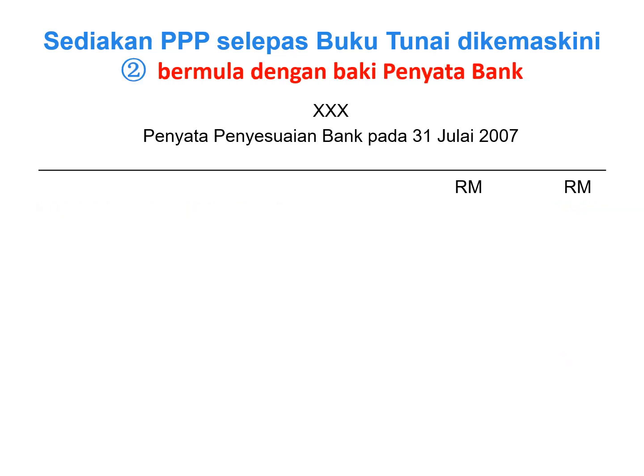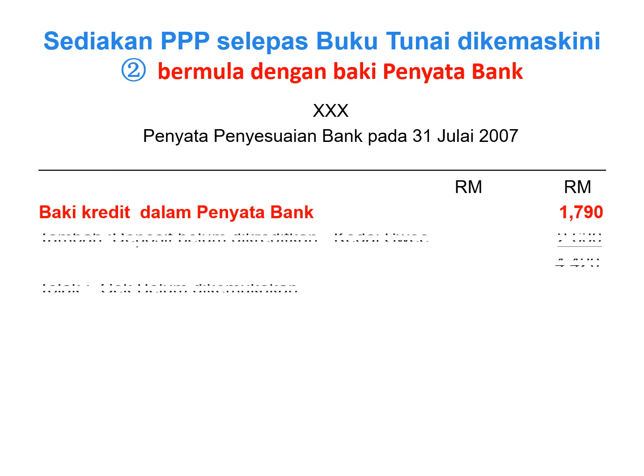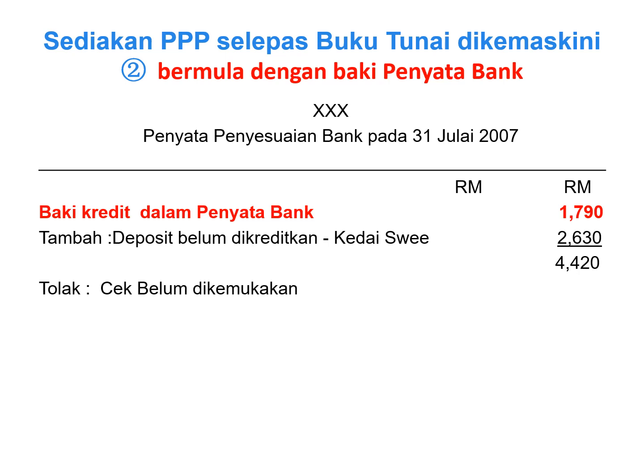Okay, if you are going to start off with Penyata bank，如果你是要用 bank statement 开头的话，你就要拿那个 bank statement 的 figure 1790, baki credit 要注明得清清楚楚。Also the same, you plus whatever money that has caused the bank balance to become less, so you need to add back the 2630, which is the deposit belum dikreditkan from kedai siu, and the check belum dikemukakan, you need to minus because the bank balance is still more money because these people haven't cashed out the money yet, so it's more. Then you have to minus the 2 checks.